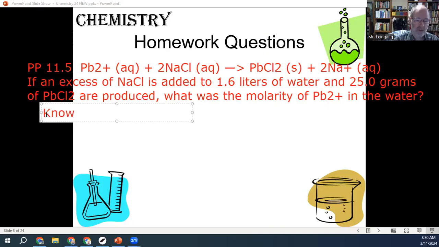So one thing that can sometimes be helpful is to write out, what do you know? What do you need? In this case, what do I know? I know the volume and the volume of the solvent. I know the mass of the solute, right? So in other words, I know really the molarity of the PbCl2. But what we're really asked for is the molarity of the Pb2+.